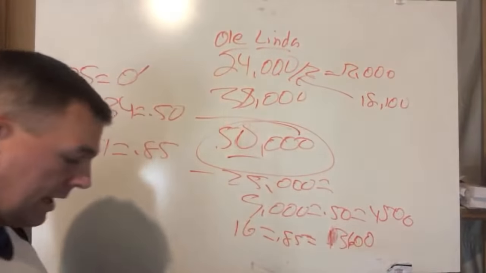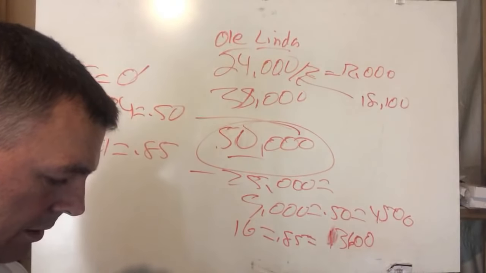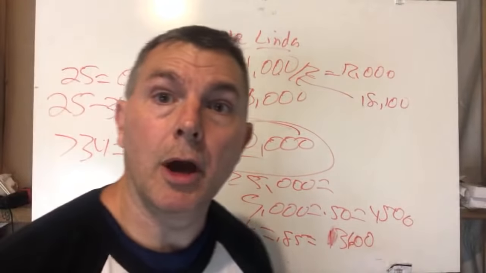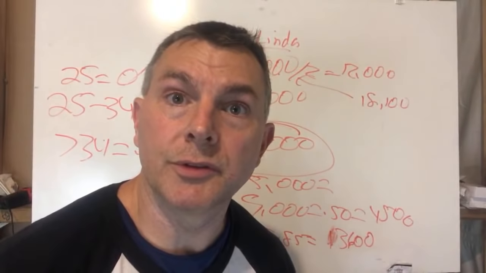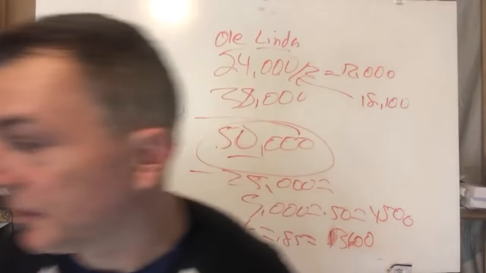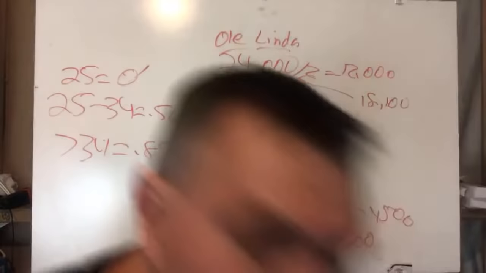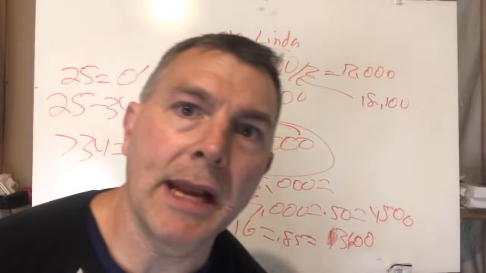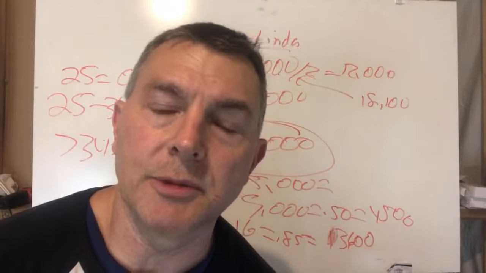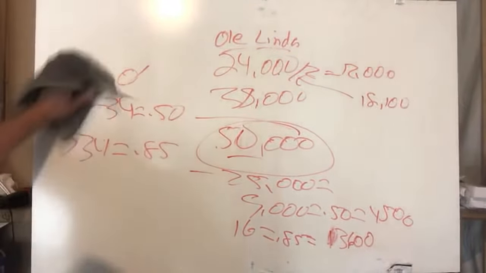So 18,100 of your Social Security is subject to taxation, which is less, by the way, than 85%, because 85% would be 20,400. So when they say by default that 85% of your Social Security is subject to taxation, that's not right, because in your case it's not.